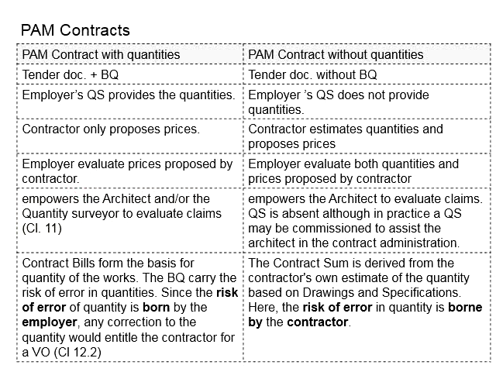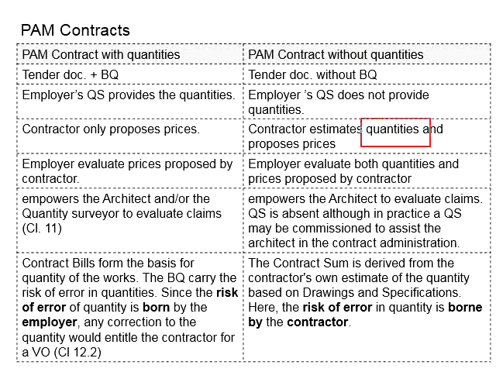to evaluate the claim. This is different from the PAM contract without quantities, because the QS representing the employer is not providing the quantities together with the tender document. This is as if the tender is running without an appointed quantity surveyor. As a result, in order to submit the tender document, the contractor will have to estimate the quantities and propose the price for the tendering work.